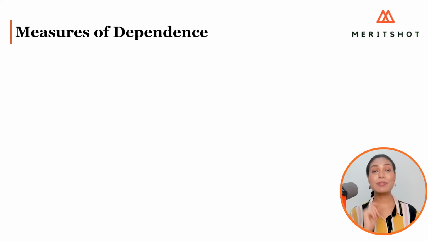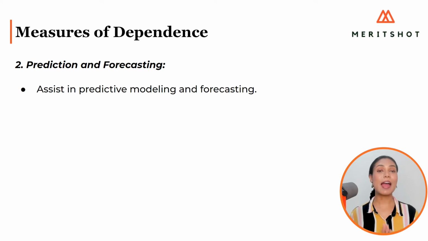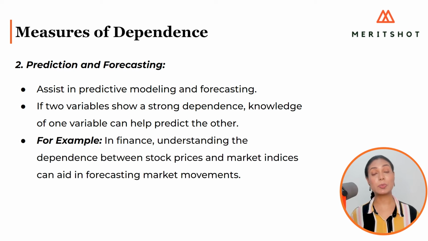Number 2, prediction and forecasting. Dependence measures can assist in predictive modeling and forecasting. If two variables show a strong dependence, knowledge of one variable can help predict the other. For example, in finance, understanding the dependence between stock prices and market indices can help in forecasting market movements.